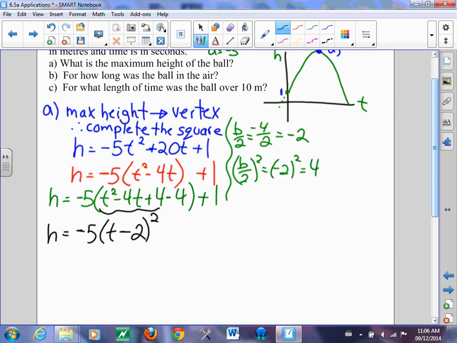Okay. And we also have to take care of our negative 4 here. But remember, it's times by A. It's affected by A, so that's going to be plus 20. And then don't forget we have plus 1 left over. Okay, last step is to collect like terms. So h equals negative 5 (t minus 2) squared plus 21.